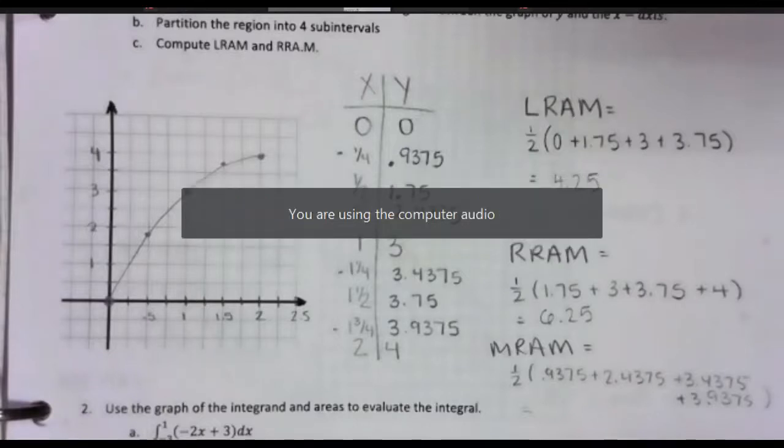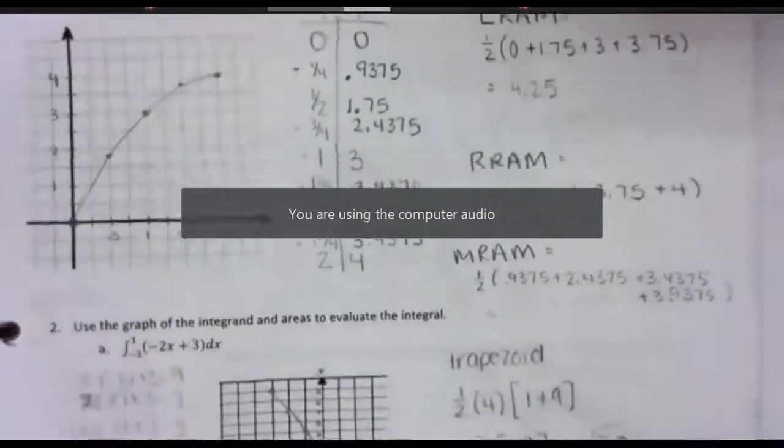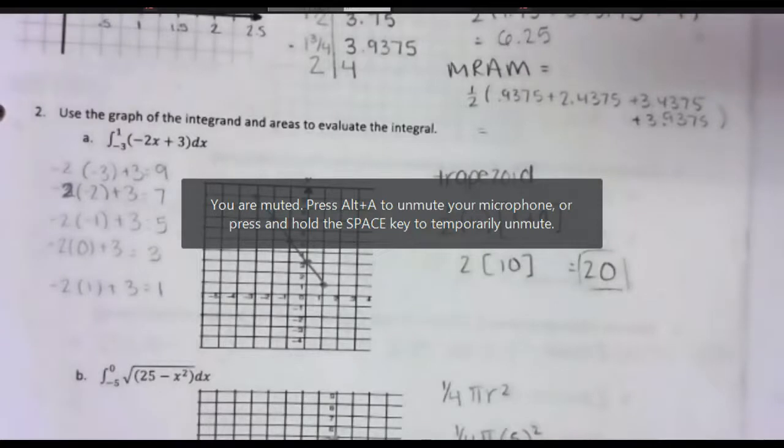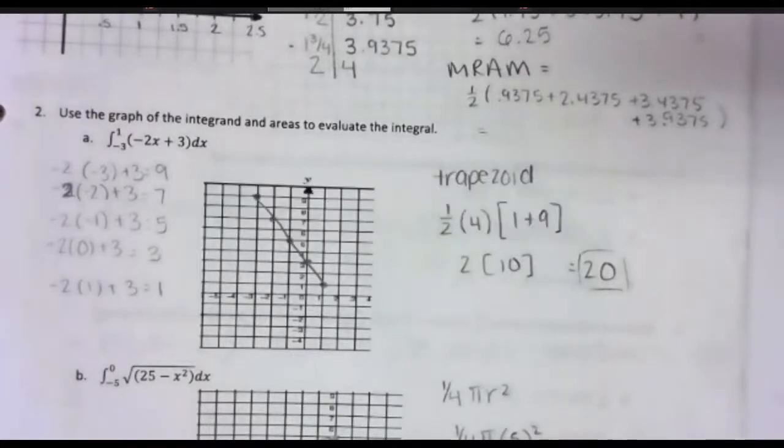All right. And then down here for number 2, we did letter A. In letter A, the shape you create when you graph that function is a trapezoid. So you created a trapezoid right here with the x-axis. Your height was from -3 to 1. Your base 1 was 1, and your base 2 was 9. So it's 1/2 the height times base 1 plus base 2, or 20.